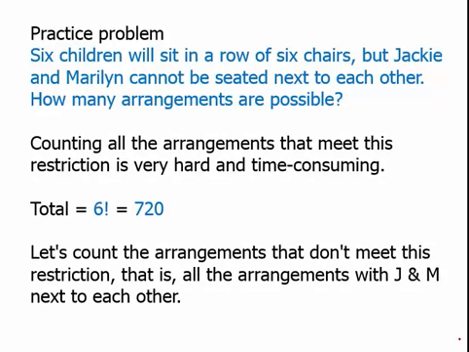So let's count the arrangements that don't meet this restriction. That is, all the arrangements where Jackie and Marilyn do sit next to each other. So if they're sitting next to each other, how many possible arrangements? Well, this turns out to be relatively easy to count because they could be right next to each other in those first seats on the left.